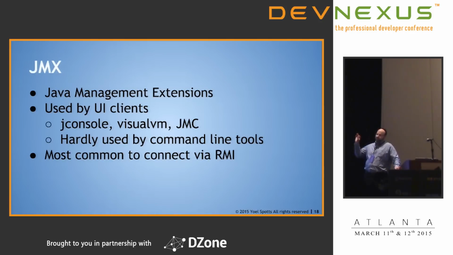So we'll mention it here as one of the communication entry points, but you won't see it much in the rest of the slides. It's the most common way used by the UI clients. And at least in the spec, JMX does not specify what the transport mechanism is, and that's by design. Most common way to connect is through RMI, but in theory, JMX can connect via other mechanisms as well.